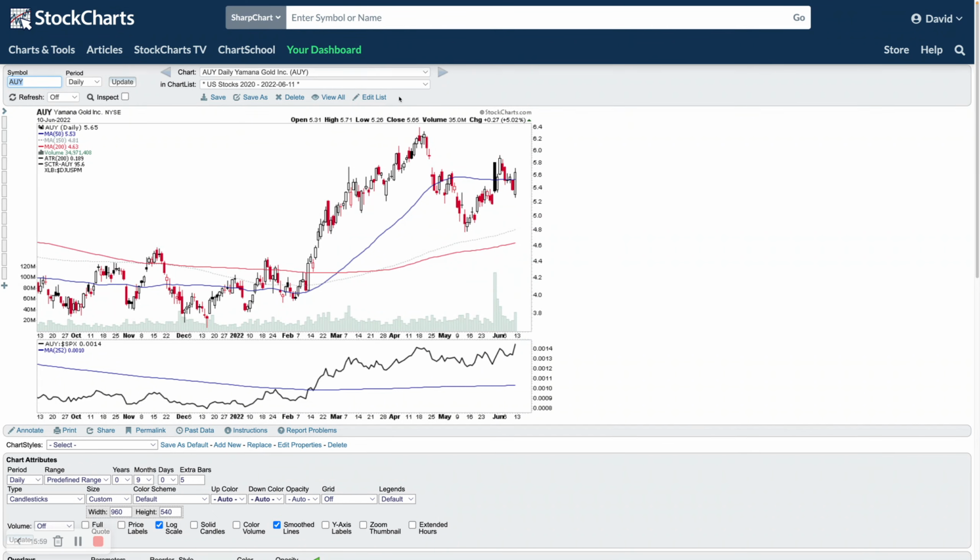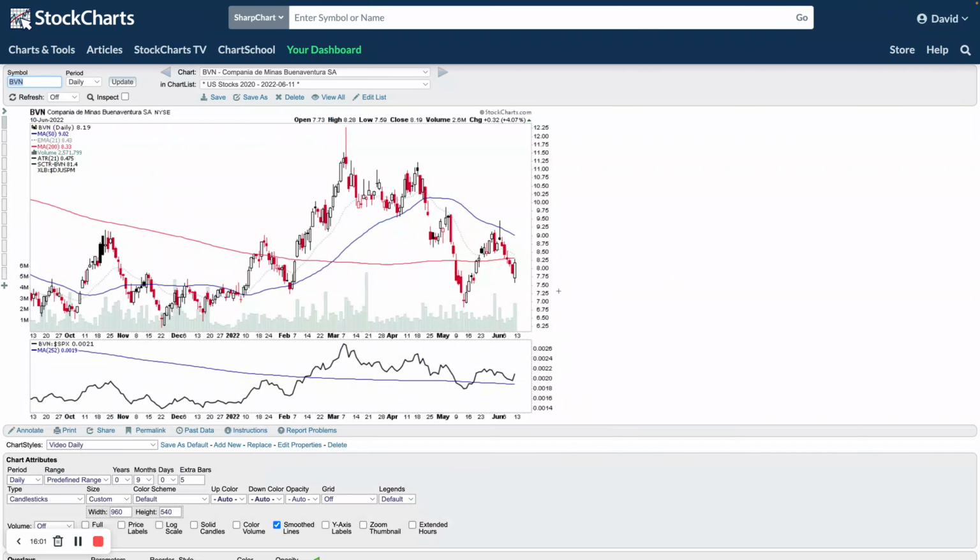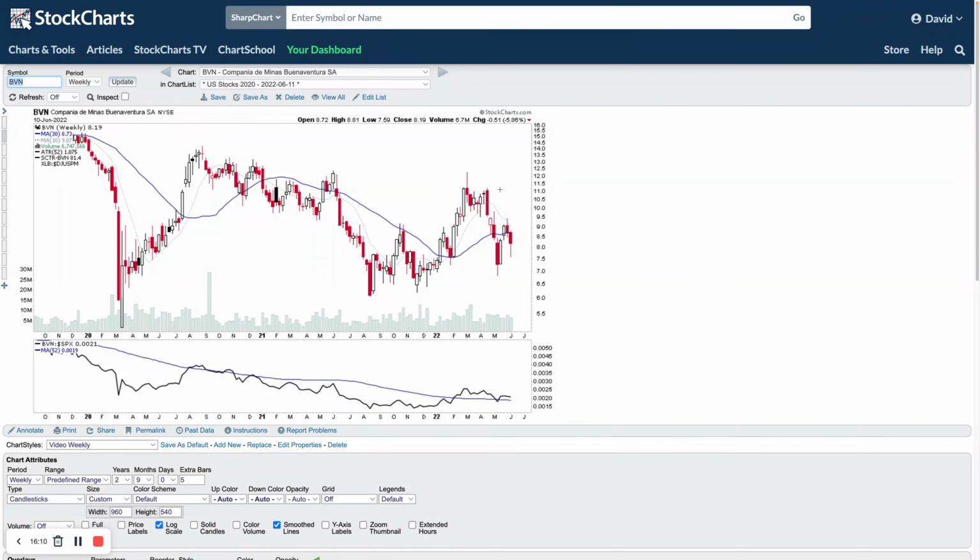So definitely relative strength in the near term in that one. BVN, again, engulfing candle on strong relative volume on Friday. Relative strength is nowhere near what we just saw in AUY there. It dropped down to the weekly here. See, it's potentially back in stage 1 here.